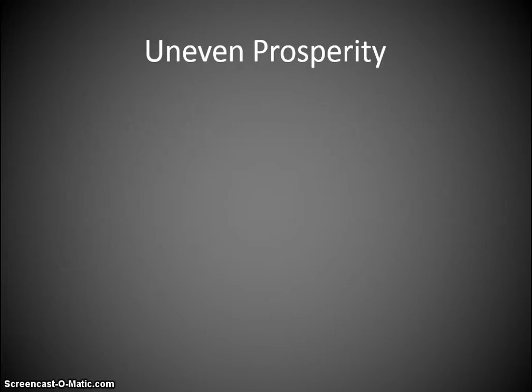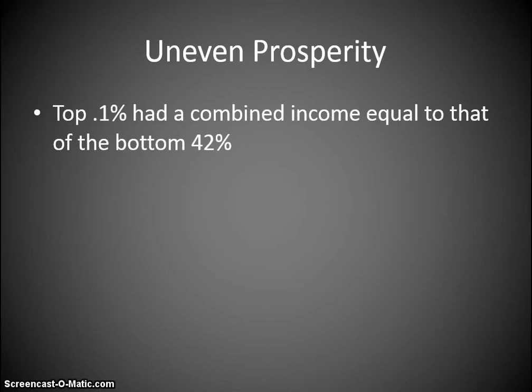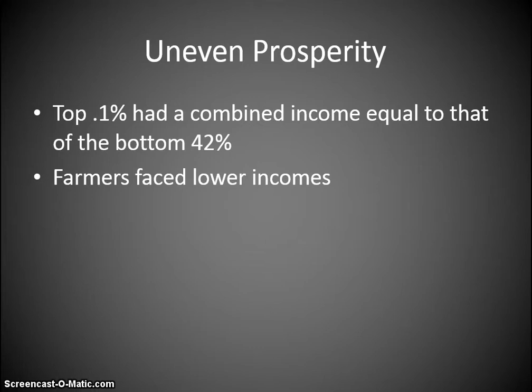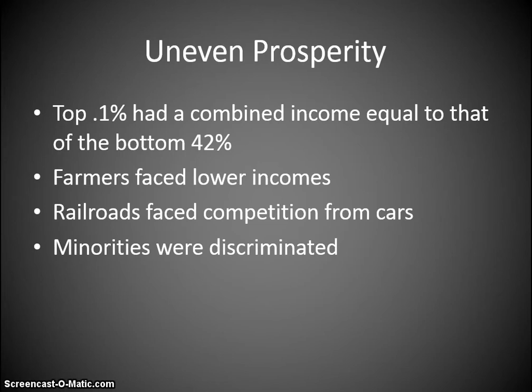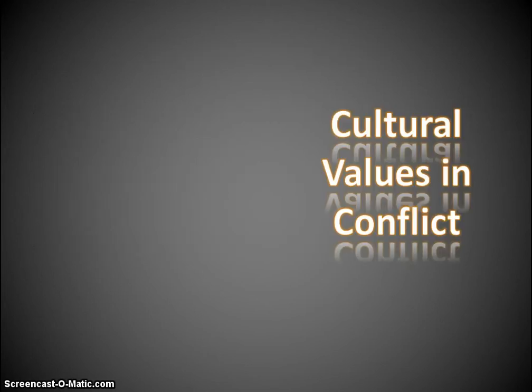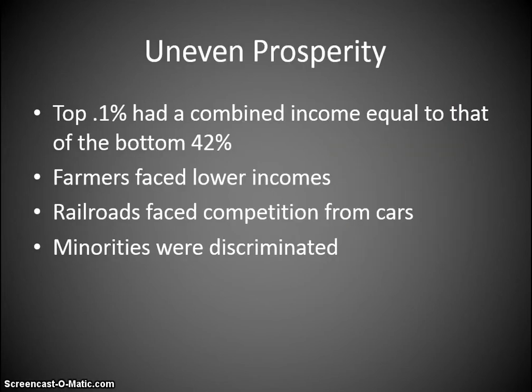Okay? And you're going to have uneven prosperity. The top 0.1% had a combined income equal to that of the bottom 42%. So you're going to have the rich get extremely richer and the poor get poorer. Farmers face lower incomes. Railroads face competition from cars. And minorities were discriminated against. Okay. Now this is prosperity. If you have any questions, you let me know.